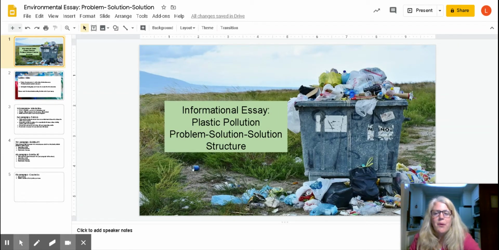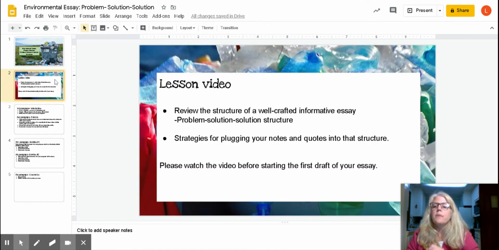Everybody, today we're going to go over the steps for doing an informational essay. Today we're going to be starting our plastic pollution essays. The structure we're going to use is a problem, solution, solution structure. So that means you're going to have your introduction and your conclusion, and your middle three paragraphs are going to be introducing the problem and then offering two different solutions using the sources that you have been learning about.